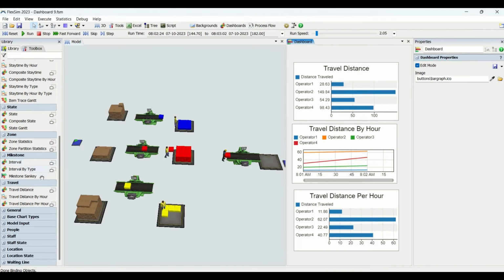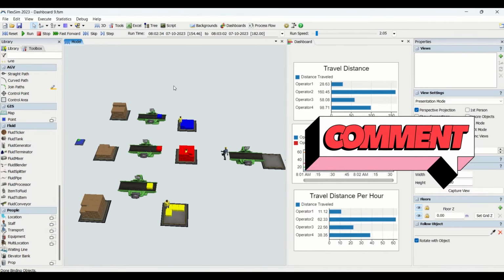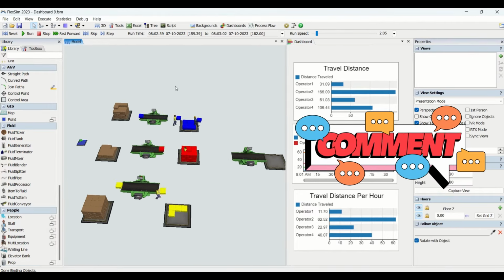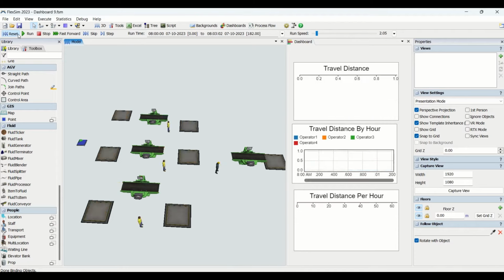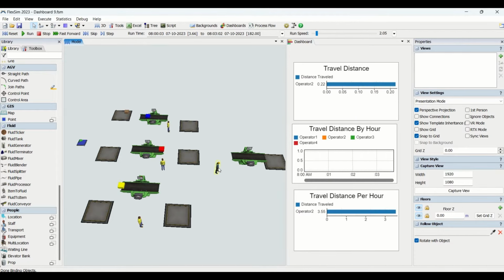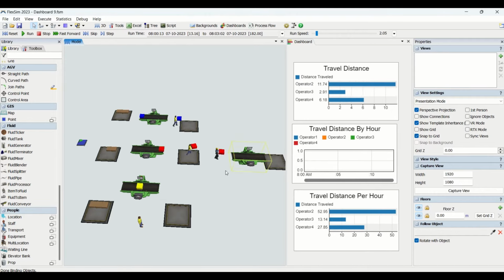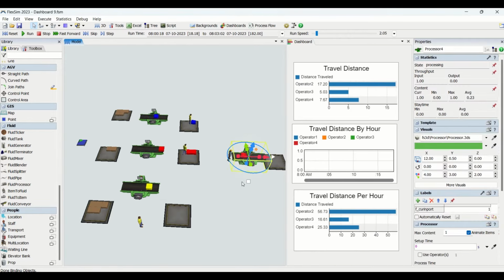So currently let us begin the travel graphs in dashboard. This is the same model which we have been using from video 1 to 8, but the only difference you might be seeing is that we have operators in this simulation model. We have assigned operator 1, operator 2, operator 3, and there is a fourth operator which is servicing these 3 queues and transferring the materials onto this processor 4.